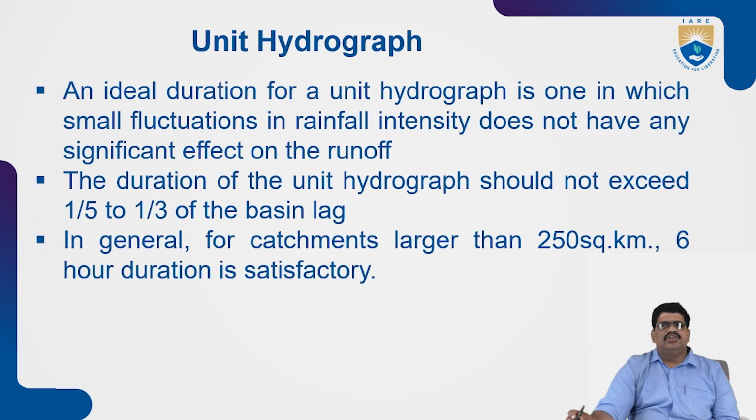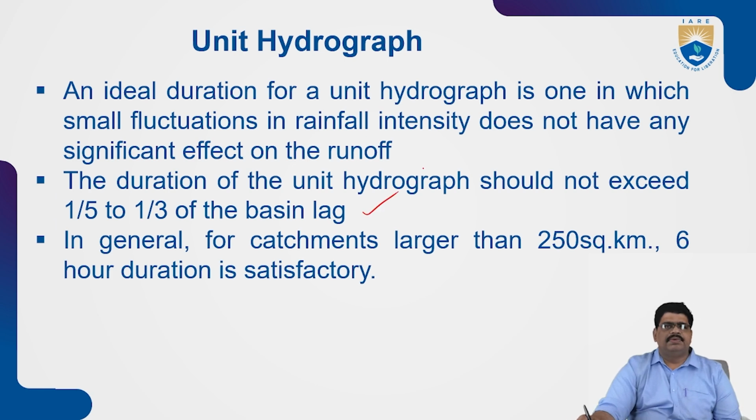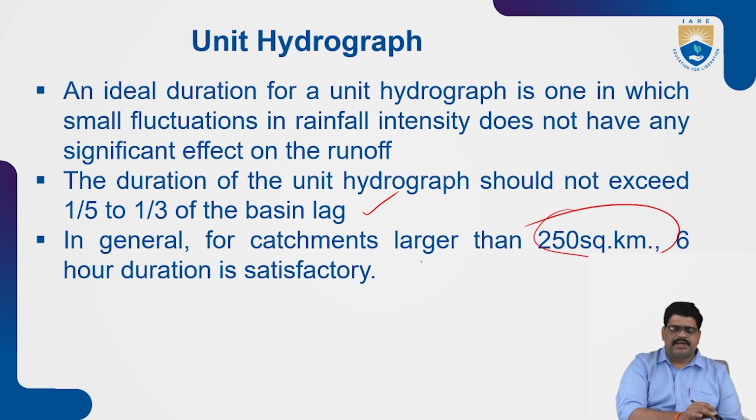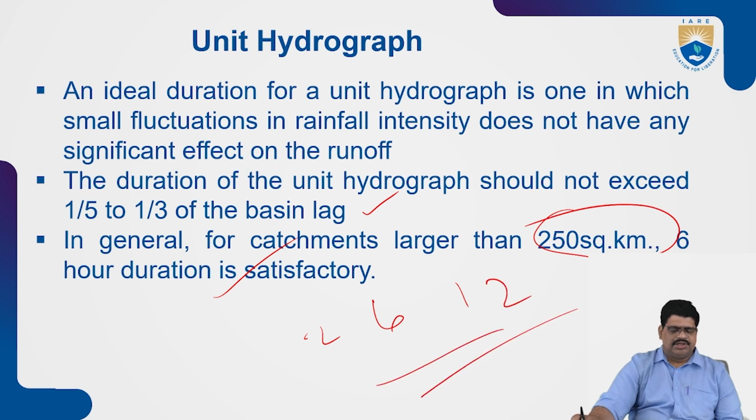Next, the ideal duration of the unit hydrograph is one with small fluctuations in intensity that does not have any significant effect on the runoff, and the duration of the unit hydrograph should not exceed one third of the basin lag. So for a general catchment of about 250 square kilometers, we consider a 6 hour duration. So we have to consider durations of 2 hours, 6 hours, 12 hours. Like that, it can be covered.